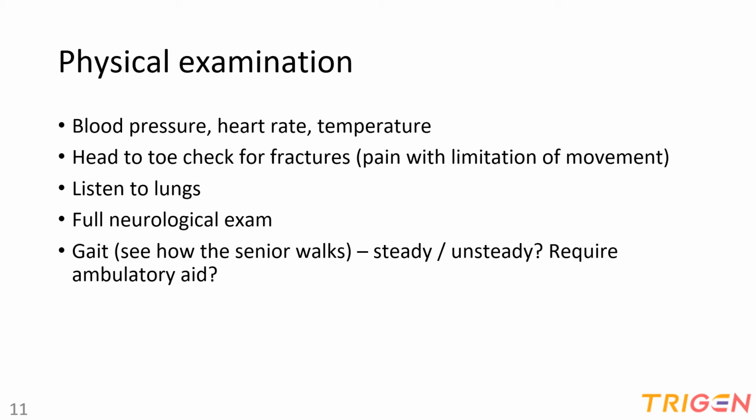We can also do a full neurological examination, especially looking out for any weakness of any part of the body as well as any loss of sensation. We can also get Mr. Tan to walk to see how steady his walk is, and also see whether he requires any ambulatory aid such as a walking stick or walking frame.